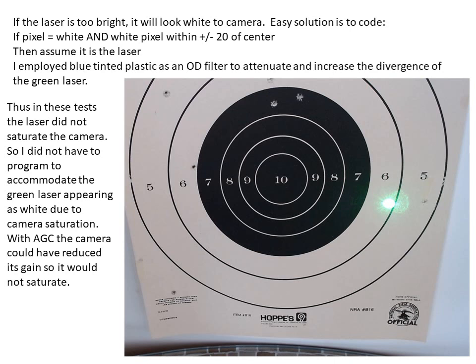If the laser's too bright, it's going to look white. Now you can program the algorithm so if you see white surrounded by green, to assume that it's actually green and the camera's saturated. In a sophisticated system, the camera would have automatic gain control. Again, you could program it that if it sees green encircling white, to reduce the gain to determine if the white is actually a green image that is saturated. In my case, I employed a cheap piece of blue tinted plastic, used as an OD filter to attenuate the laser beam.